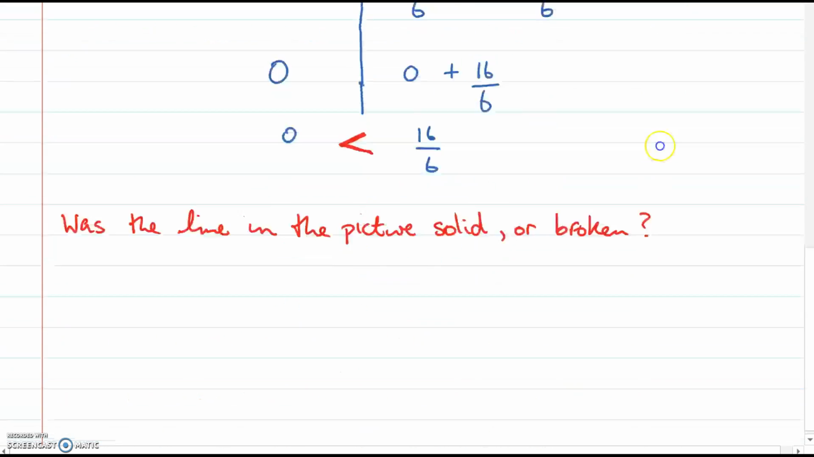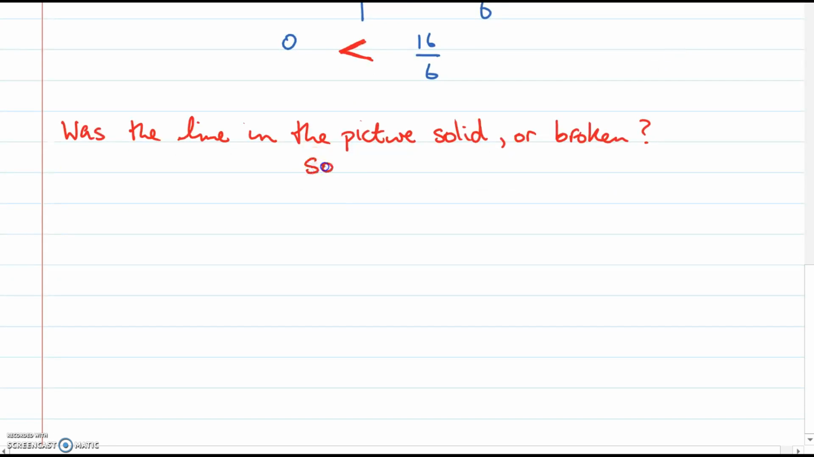It's a solid line, so that means what we're going to use actually is less than or equal to. We know it's less than, and since the line is solid, it's going to be less than or equal to. If the line had been a broken line, we would have stuck with just less than. But since the line is solid, we use less than or equal to.